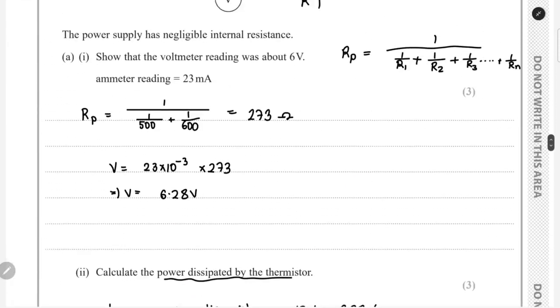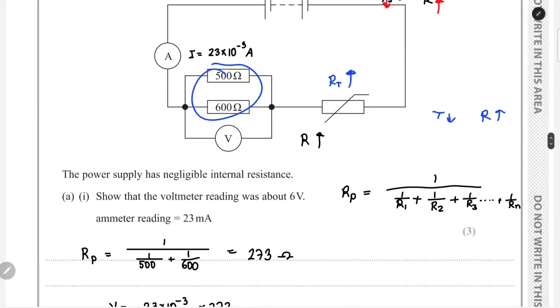Now the resistance across this parallel combination will still be the same even when the thermistor resistance is increasing. So Rp is constant, and we know that V is equal to I multiplied by R. The reading of V over here, the voltmeter reading, will be I multiplied by Rp. Rp is a constant, that's not changing. However, I is decreasing. If I decreases, the voltmeter reading will also decrease.